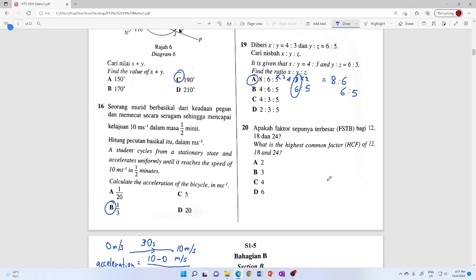Question 20. This is H. Need to find out the HCF of 12, 18, and 24. So these three numbers can be divided by 2. Start from the smallest number, 2. 6, 9, 12. And then can be divided by 3. So the remaining 2, 3, and 4 cannot be divided anymore. So the HCF will be equals to these two multiplied, 2 times 3, 6.